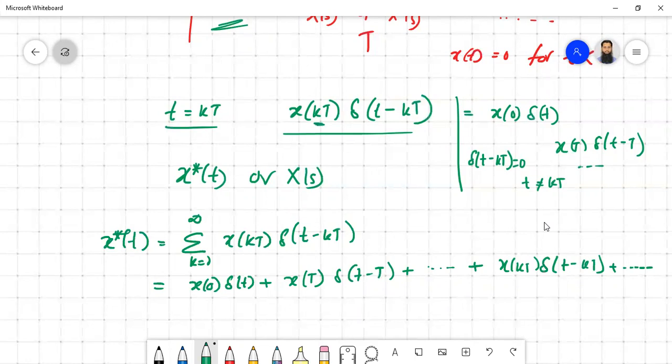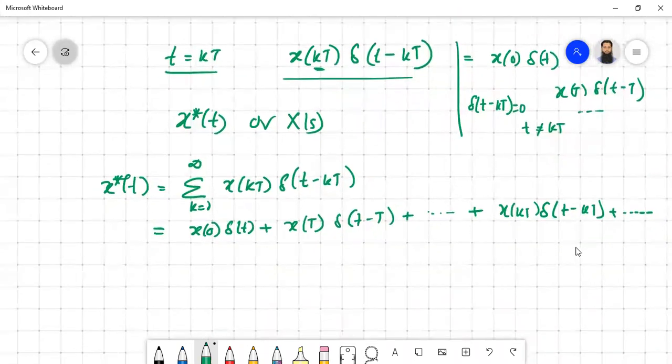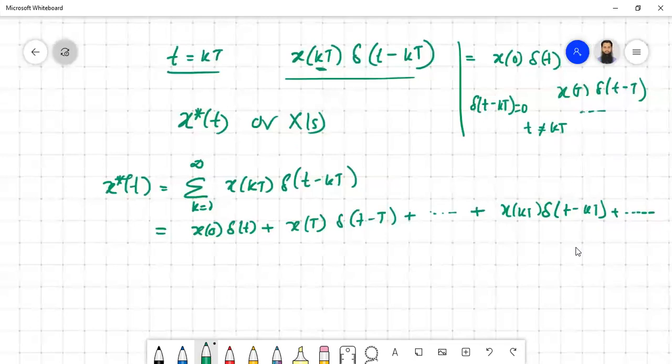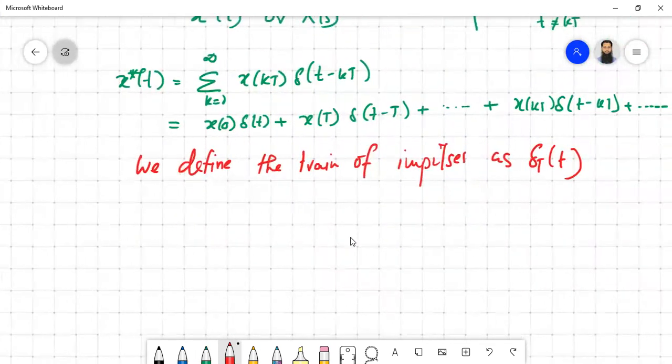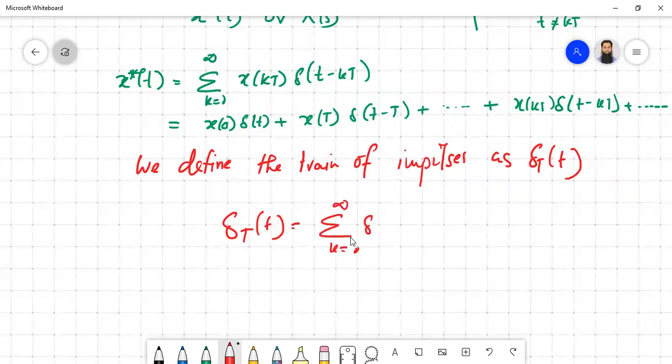Now, we define the train of pulses, the train of unit impulses, as follows. Let me write. We define it as δ_T(t), which is the value of your impulse sampler. So what we are defining is δ_T(t) equal to the infinite series, k equal to 0 to infinity, of δ(t − kT). Okay, so this is the definition.